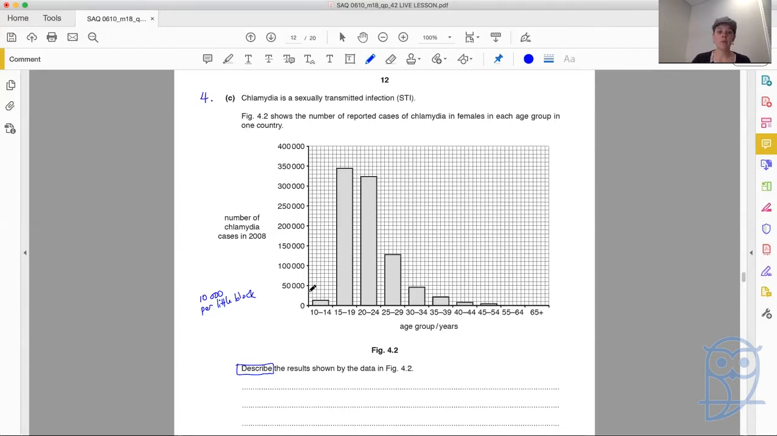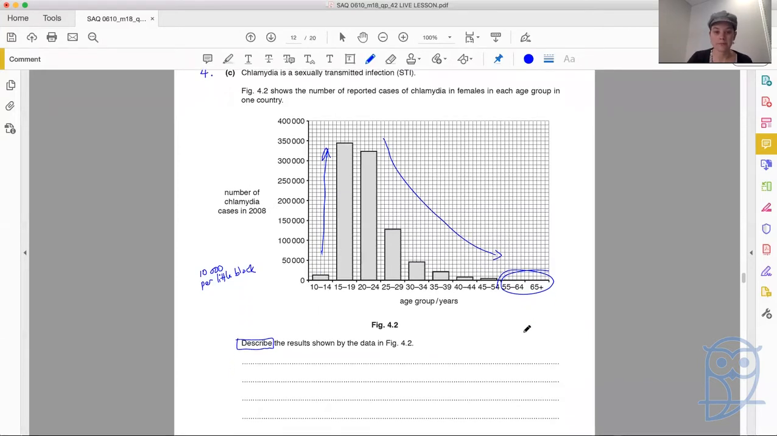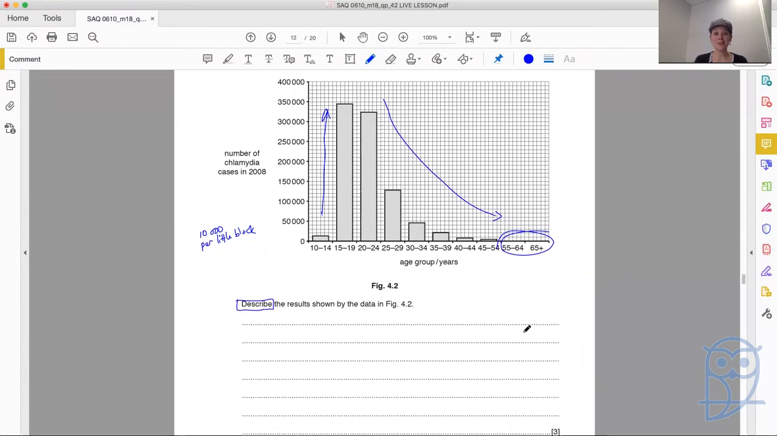So we need to look at our graph and say, okay, what do we see? Well, we see this massive jump going up between the 10 to 14 to the 15 to 19. And then we see a gradual decline. And then we see nothing above the age of 55. And that's all we're looking at, just that description. So if we turn our scribbles into words, we have an increase, our overall pattern. Remember, we always start a description with an overall pattern, and that is an increase, then a decrease.